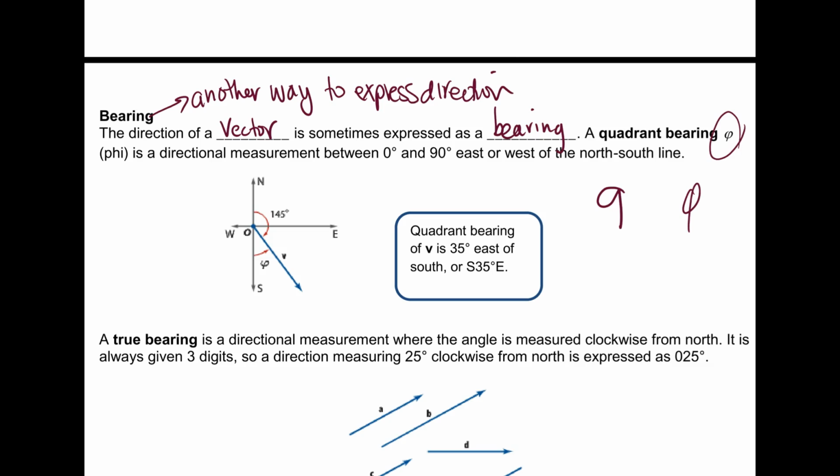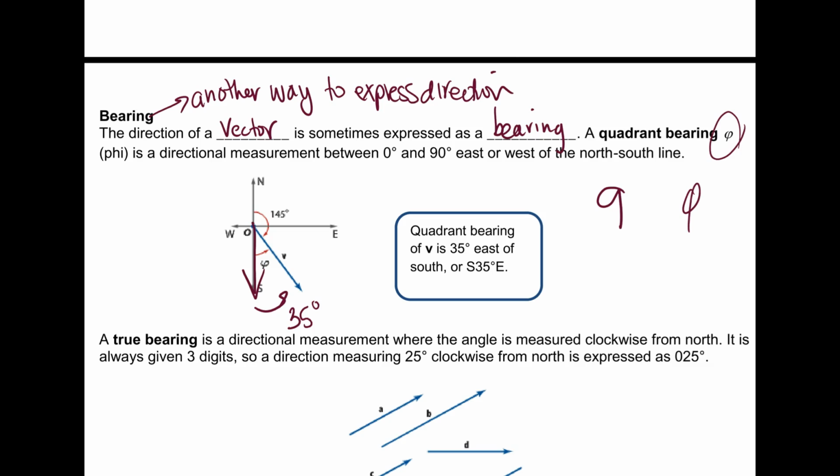So here the quadrant bearing of the velocity vector v is 35 degrees east of south. Okay, so east of south. If I'm pointing straight down south, east is to the right. So if I'm 35 degrees to the right, what would my actual angle be? How would we find this? Well, that's 270. So 270 plus 35 is 305. So it'd be 305 degrees from the origin.